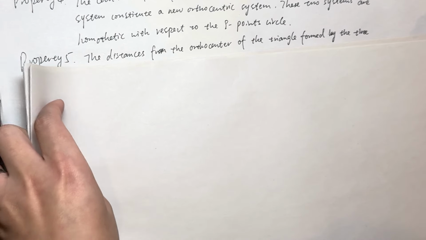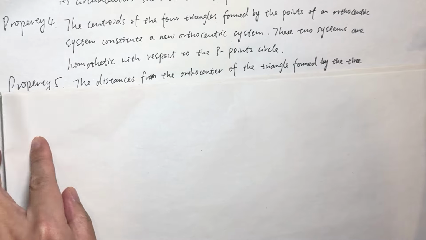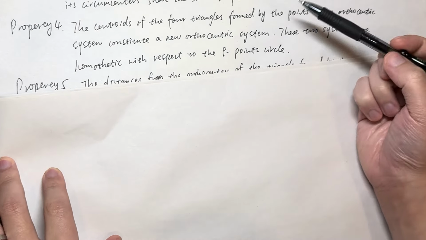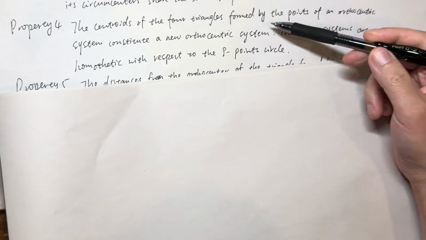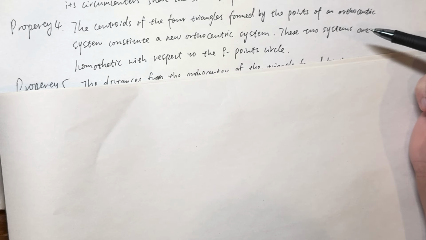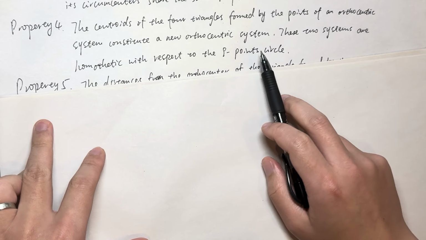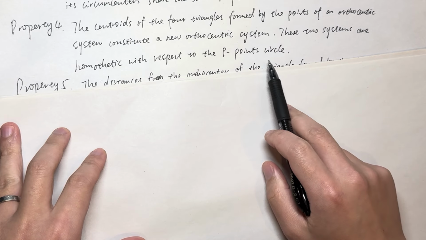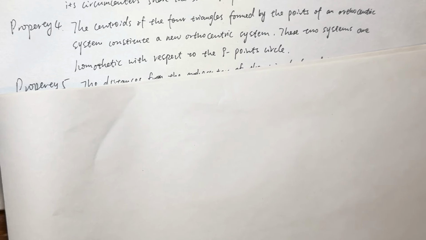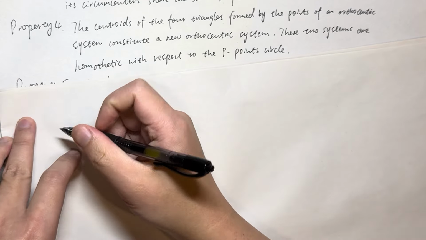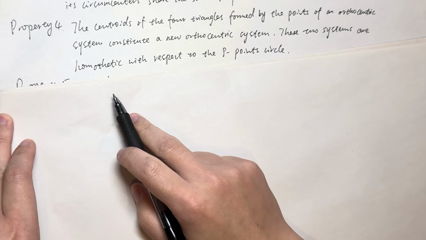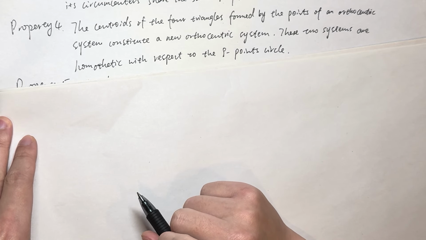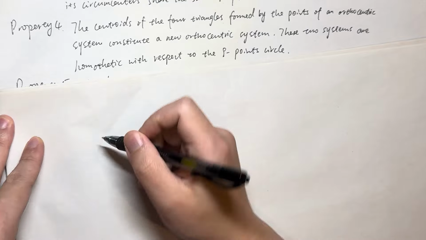Property 4. The centroids of the 4 triangles formed by the points of an orthocentric system constitute a new orthocentric system. These two systems are homothetic with respect to the 9-point circle. Okay, this is an interesting problem. I'll say property. This property actually is one way to prove the Euler line. Let's look at this one.